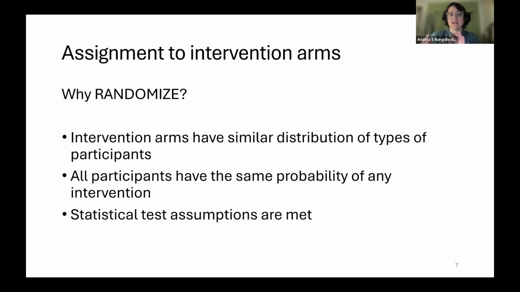Similarly, for the participants, they have the same probability of either intervention, right? We don't want to bias anything. And for them, it's the ability to have the same chance of the intervention or the placebo or the control. And it also allows for statistical test assumptions to be met.